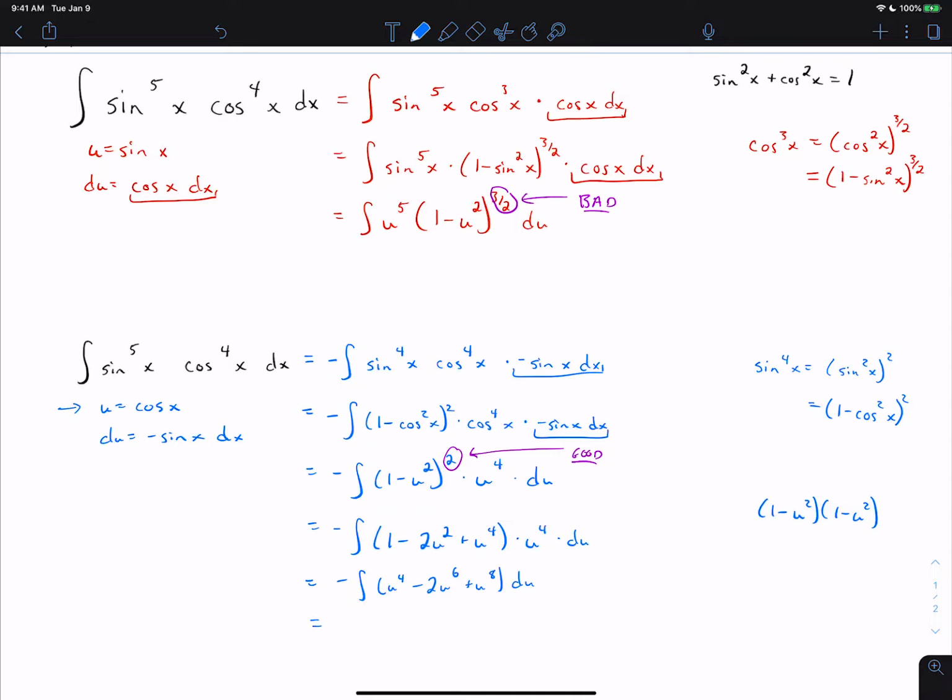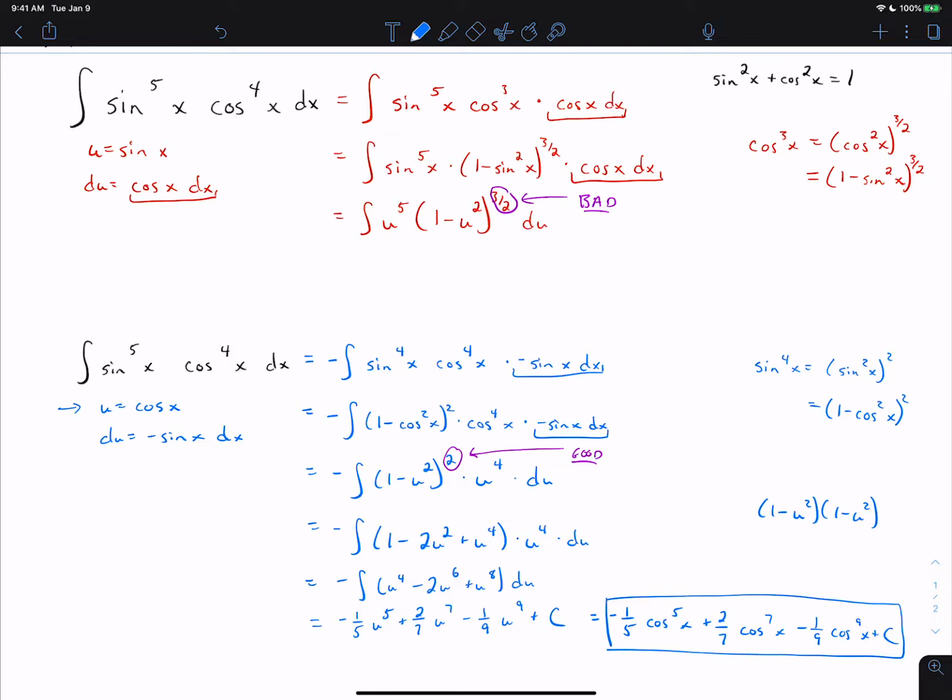We can do each of those integrals and the negative distributes. So we get negative 1/5 u to the fifth plus 2/7 u to the seventh minus 1/9 u to the ninth plus C. So I'm doing the power rule on each of those three terms, and I'm distributing the negative simultaneously. u was cosine, so we can rewrite this as negative 1/5 cosine to the fifth plus 2/7 cosine to the seventh of x, and minus 1/9 cosine of x to the ninth plus C, and that is the answer that we would use for this problem.